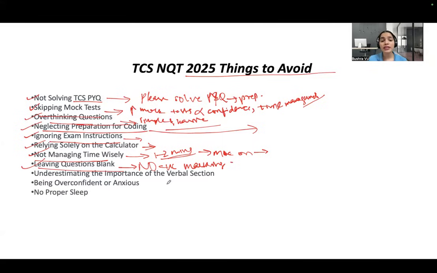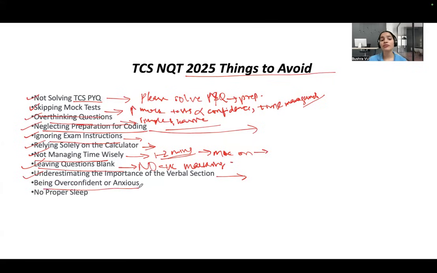Okay. Underestimating the importance of the verbal section. The verbal section is also very important. Every section for that matter is very, very important because each section holds some weightage, right? And you will have to clear every section with some percentage in order to crack the test. That's why please don't underestimate any section. Please give enough time to each of them. Understand what your weaknesses are, understand what your strengths are. Try to spend more time on your weaknesses and also prepare smartly. Try to give more time to the topics which have more weightage, so you're able to solve a lot of questions.